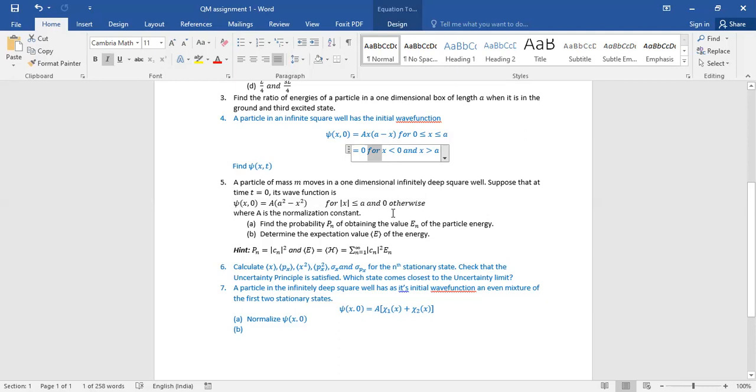Minus a to plus a. Yes, absolutely right. It is from minus a to plus a. So what is the length of the well then? It is 2a, 2a, right?